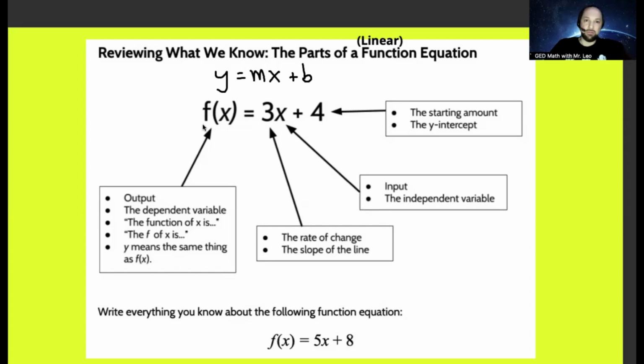You'll see here that f of x is labeled as the output. Sometimes they call that the dependent variable because the output depends on the input. The output is the dependent variable because it depends on the input. The cost to mail the letter depends on the weight of the letter. Therefore, the cost is the dependent variable. You can also say f of x is the function of x. That's why we use the letter f here.